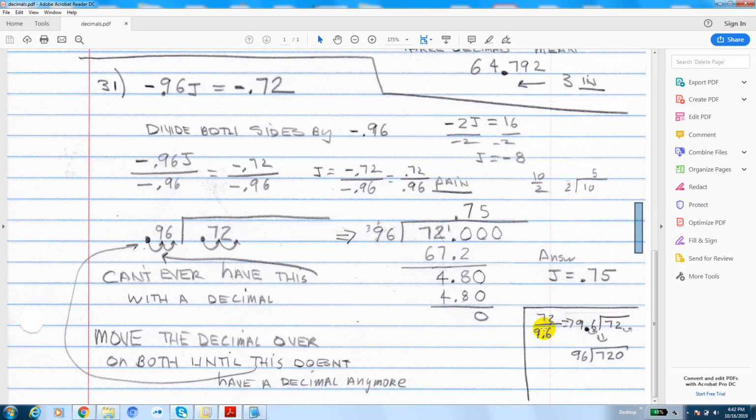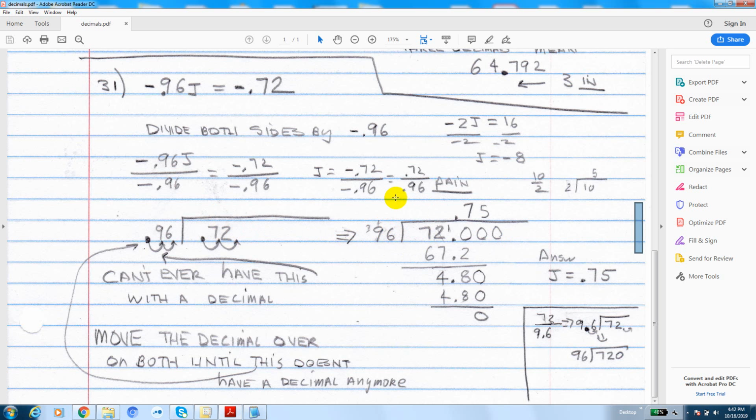Now, if you have a problem like 72 divided by 9.6, there's only one decimal here, so then you just move it over 1, right? So you get 720 divided by 96. So you move the decimal over as many times as necessary to get rid of it, but you have to do it on both numbers.